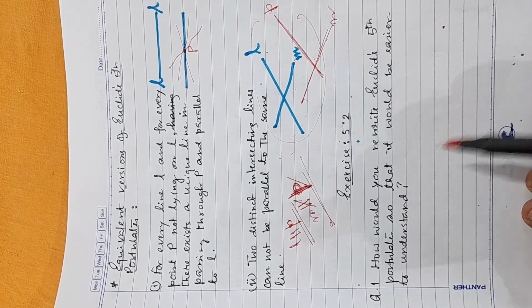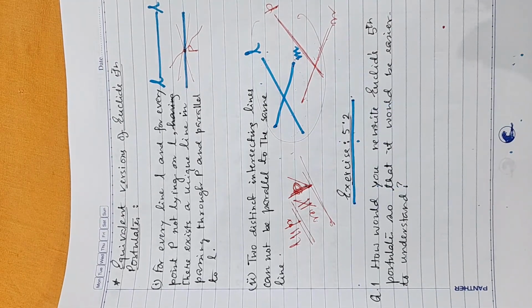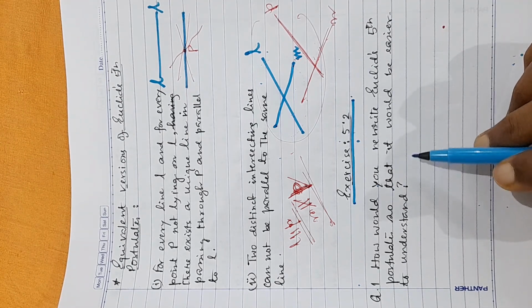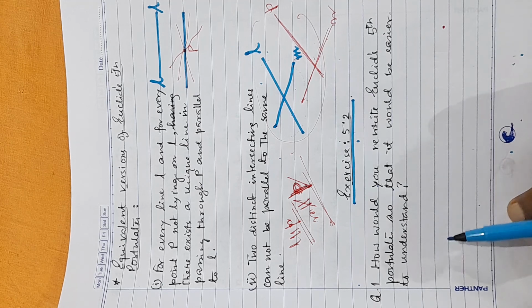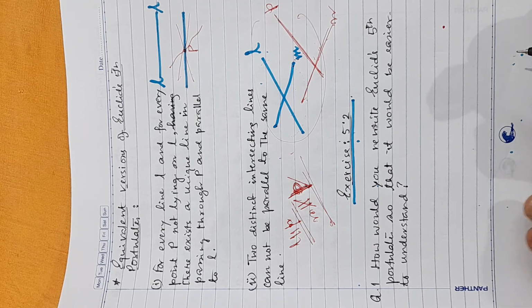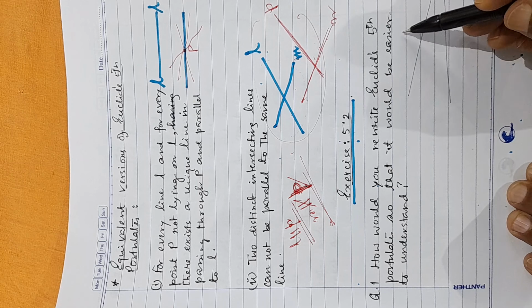Next, see the exercise questions. What is the exercise question? First: how would you rewrite Euclid's fifth postulate so that it would be easier to understand? Okay, the fifth postulate is what? This was the fifth postulate.